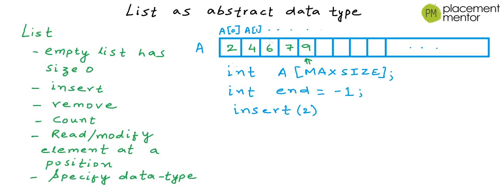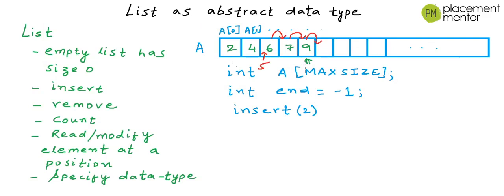Now if I want to insert something in the list at a particular position, let's say I want to insert number 5 at index 2, then to accommodate 5 at this position, we will have to shift all the elements 1 unit towards the right. All the elements starting at index 2. We need to shift all the elements starting at index 2 towards the right.